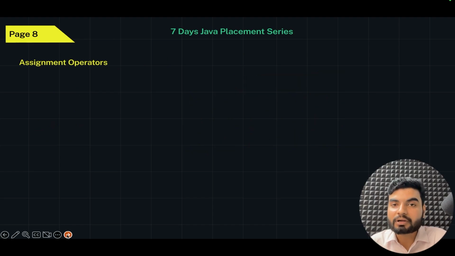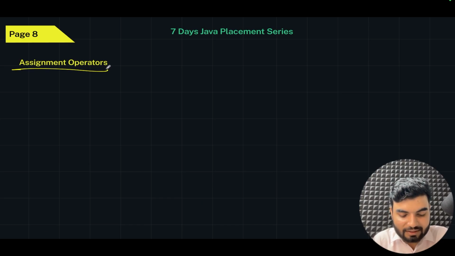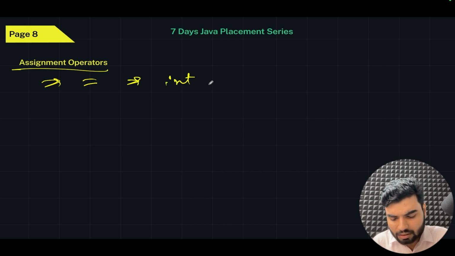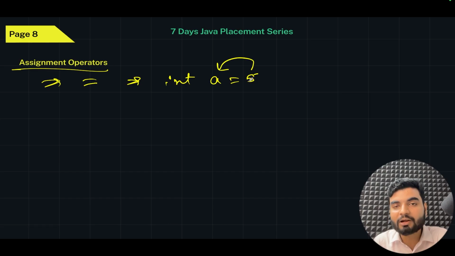Now comes the assignment operator. The assignment operator is something which assigns a value, and that is the equal sign only. You remember I used to write int a is equal to 5, which means I'm assigning the value 5 to a.